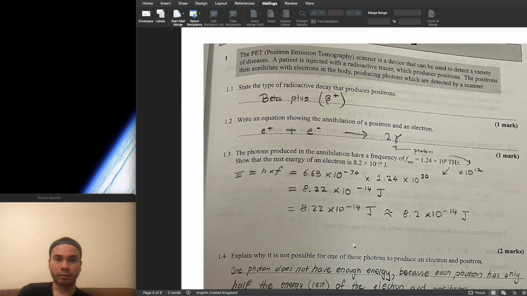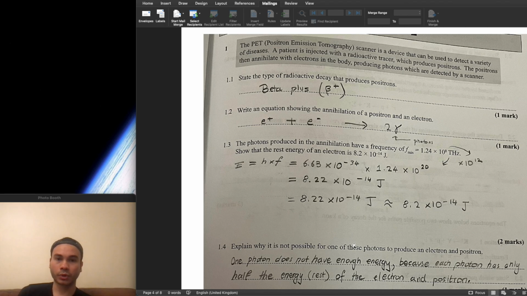State the type of radioactive decay that produces positrons. It's going to be beta plus decay, and this is what happens in PET scanners, which stands for positron emission tomography.